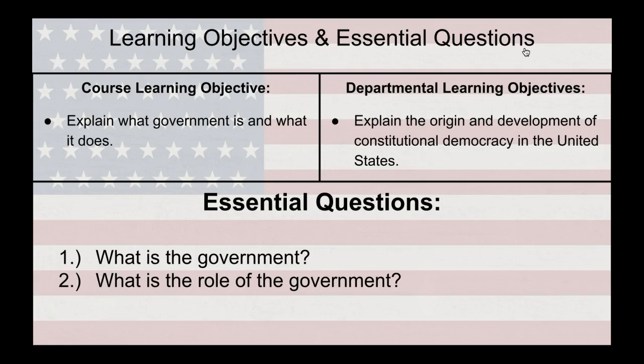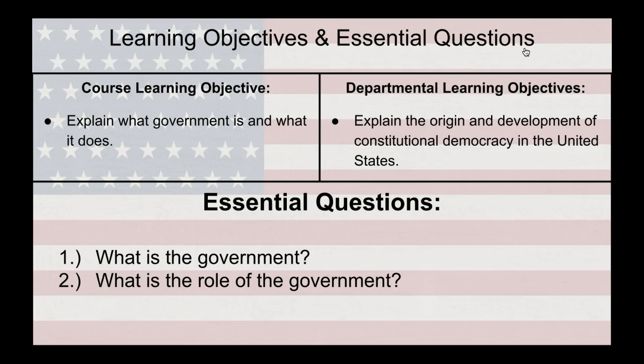I try to align my course learning objective with the departmental learning objective. Our course learning objective for this first lesson is to explain what government is and what it does. This correlates with the departmental learning objective, which is to explain the origin and development of constitutional democracy in the United States. It's going to give us a basis of what we need as we begin studying the development of constitutional democracy in the United States.